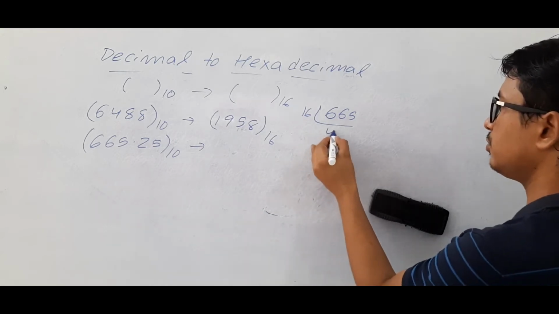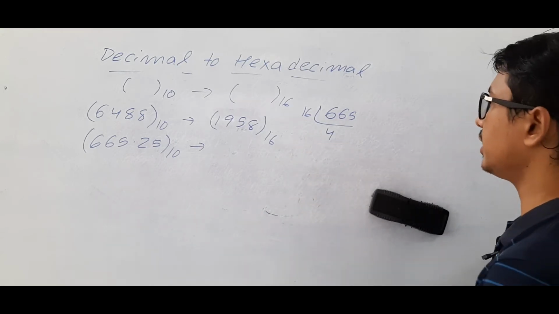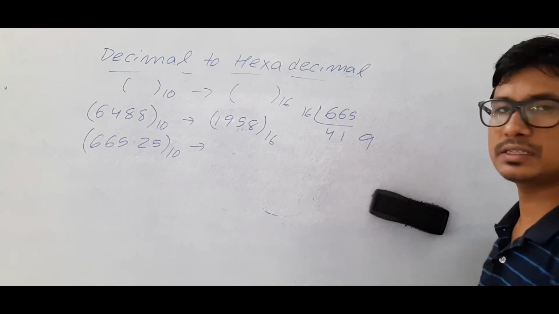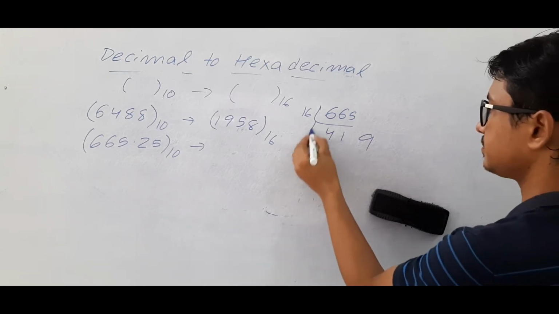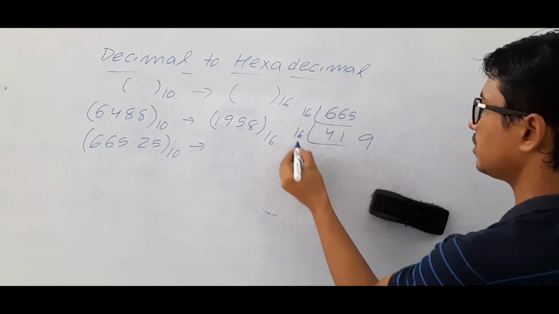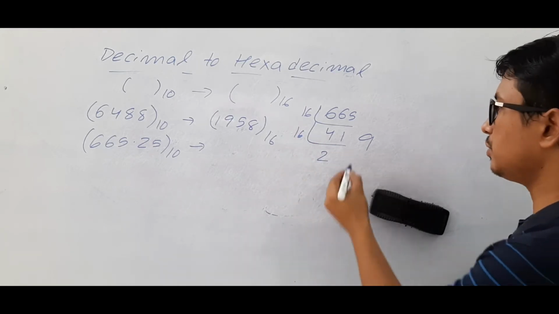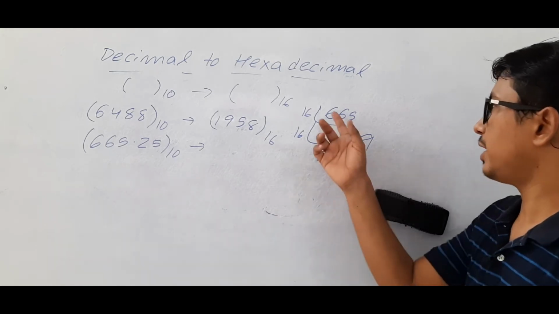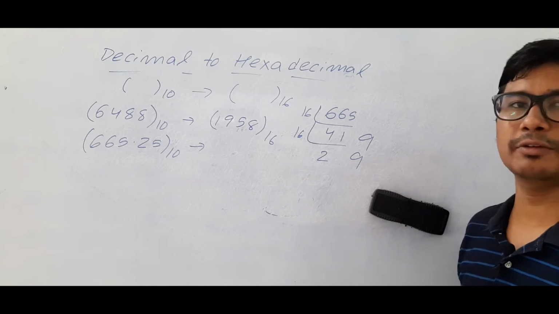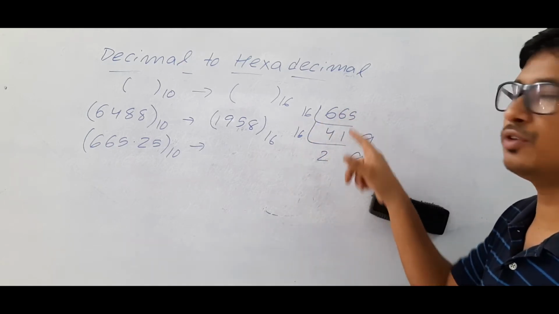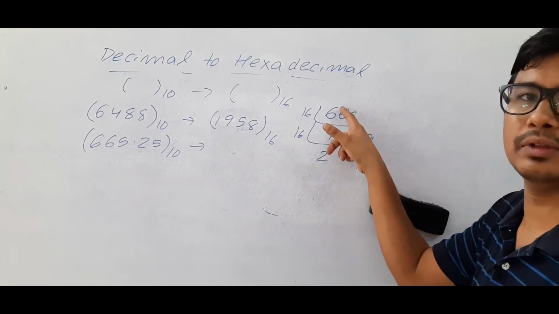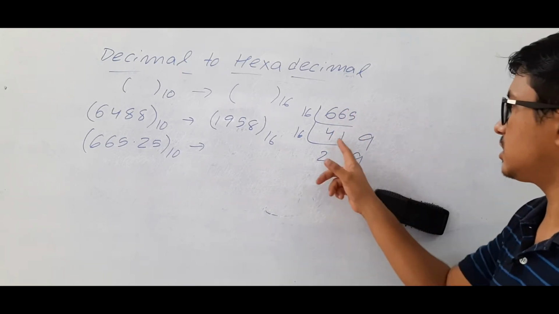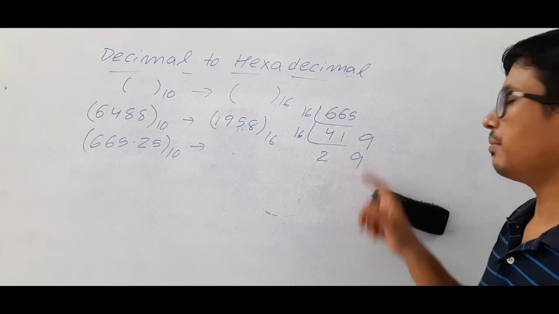So 16 4s are 64, and you will have 25. 16 1s are 16, you will have the remainder as 9. Now 16 2s are 32, you will have the remainder as 9. Are you able to follow it or not? So I have taken 665 and divided by 16. 16 4s are 64, you will have 25. 16 1s are 16, you will have the remainder as 9.